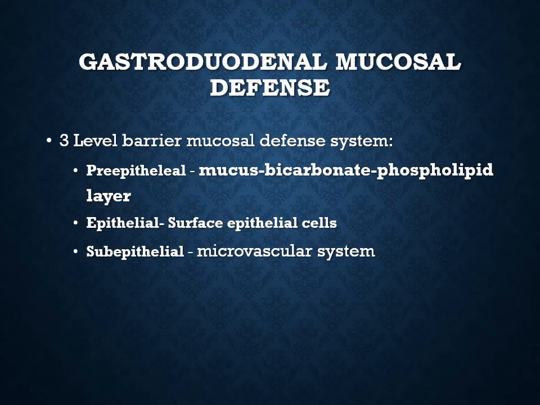The mucosal defense system can be looked at as a three-level barrier composed of epithelial, preepithelial, and subepithelial elements. The first line of defense is a mucous bicarbonate phospholipid layer, which serves as a physical and chemical barrier to multiple molecules, including hydrogen ions. The surface epithelium is the next and provides mucus production, epithelial cell ionic transporters that maintain intracellular pH and bicarbonate production, and intercellular tight junctions.